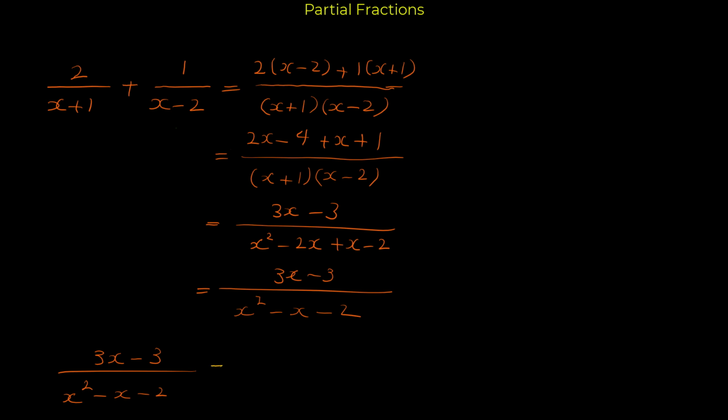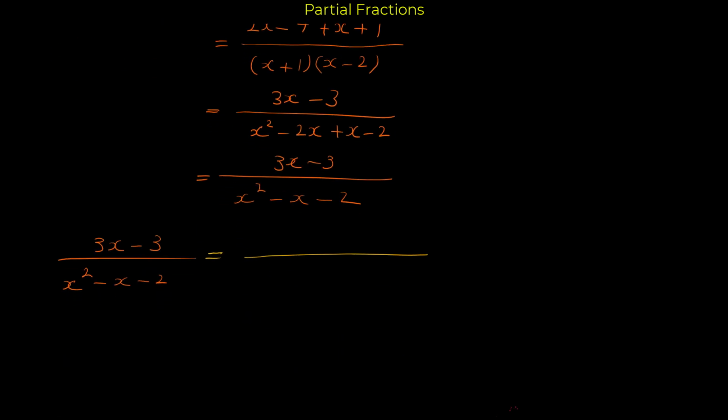First, you always have to factor the denominator. In the denominator here, we have a quadratic expression. To factor this quadratic expression, we put two brackets, x in each bracket, because x times x is x squared, and then we look for two numbers whose product is negative 2 and whose sum is negative 1. Those numbers are negative 2 and plus 1.